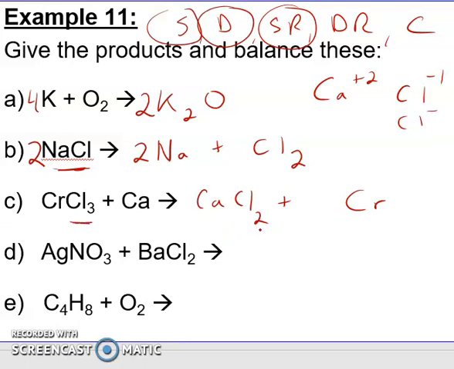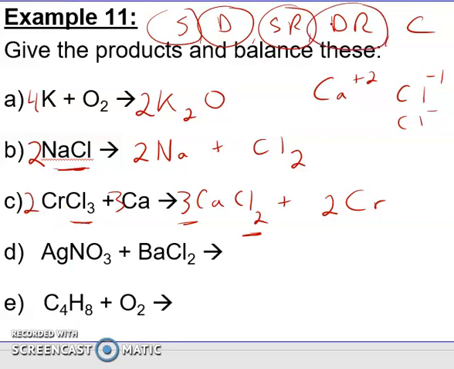Since I have 3 chlorines here and 2 here, let's get them up to 6. Put a 3 here, that gets me up to 6. Put a 2 here, that gets me up to 6. I have 2 chromiums now, let's put a 2 here. I have 3 calciums on the right, let's put a 3 here, and the equation is balanced. I'm balancing these really quickly, so you'll obviously stop and make sure you can balance them. All right, how about the next one?